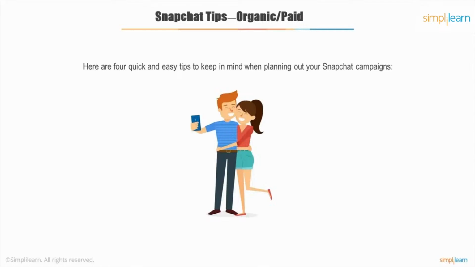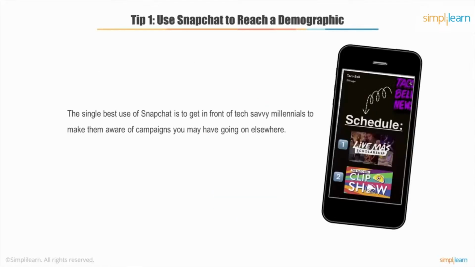So I want to walk you through 4 quick and easy tips to keep in mind when you're putting together your upcoming Snapchat campaigns. The first one is the idea of using Snapchat to reach a demographic. Now, when I say demographic, keep in mind that I don't necessarily just mean that age range. We can go on to almost any social media channel and we can use the advertising tools, the targeting tools to narrow down to an age range. What I'm talking about on Snapchat is sort of a mindset.